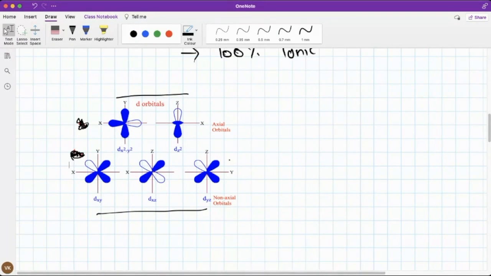Now we are going to see how these 5 d orbitals behave when the ligands approach them. These 5 d orbitals are in the metal cation. Now when the ligands approach the metal cation, what happens to these 5 d orbitals? That's what crystal field theory is all about.